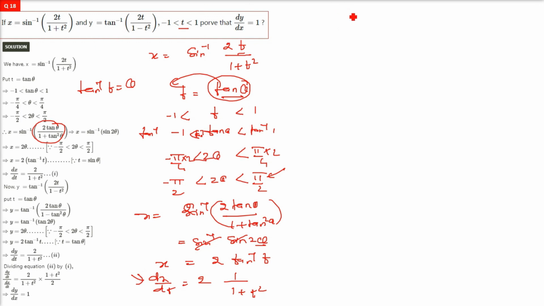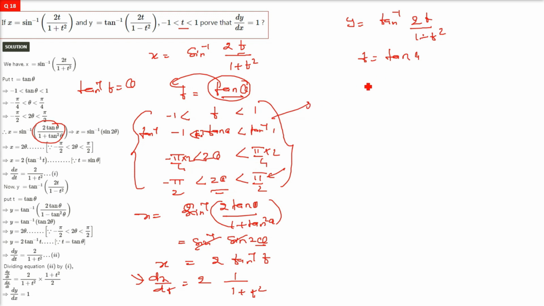Coming to the second part, y equals tan inverse of 2t by 1 minus t square. Again t is equal to tan theta. Same thing we are going to put. You have to do this for this part also. Please remember, I'm not repeating it, but this part has to be done again because it is a different expression. But all these steps will remain the same.